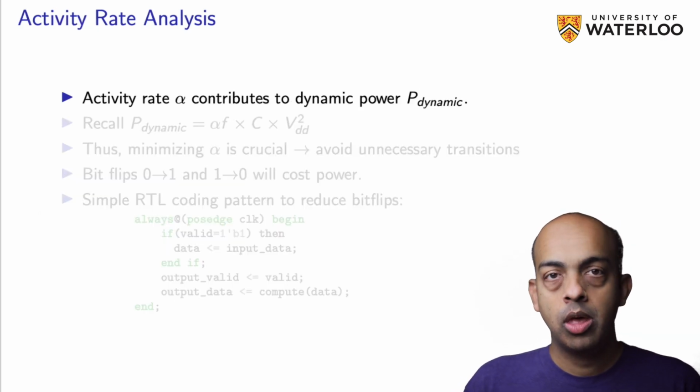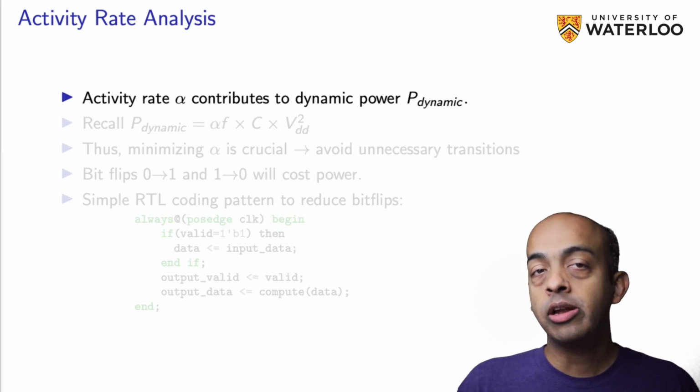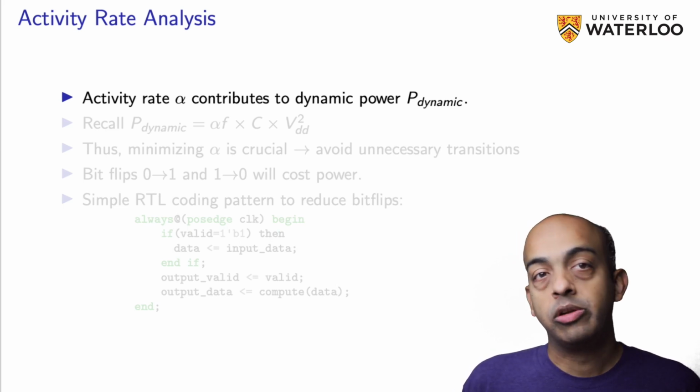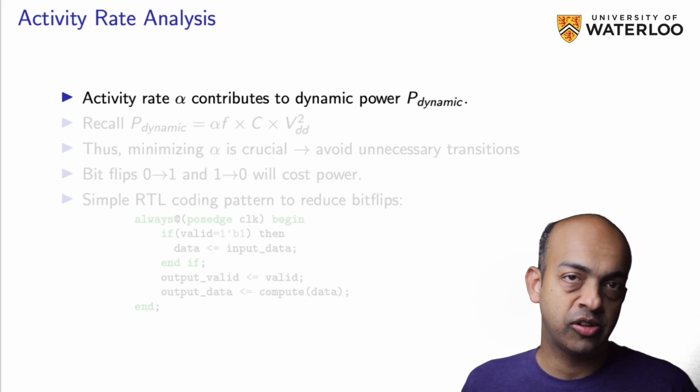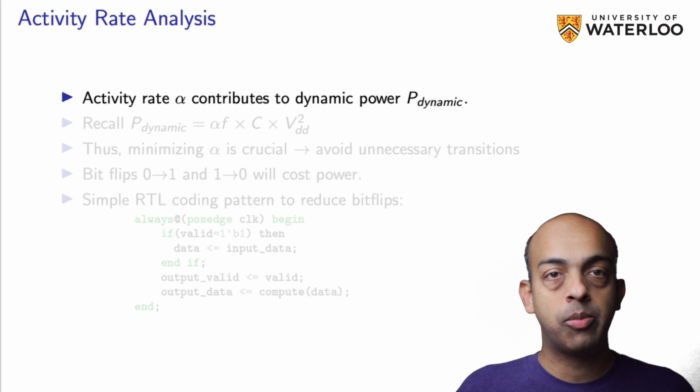Okay, let's switch gears and look at activity rates, right? So we've tried to be cute about using parallelism and pipelining, but now we need to start thinking about ways to reduce the amount of toggles in your circuit. Now, this is something you can control in Verilog, right? Which is why this analysis is important.